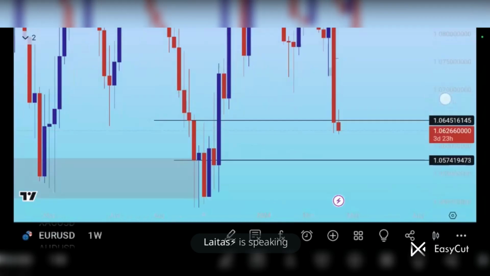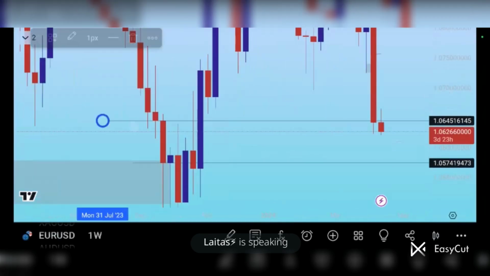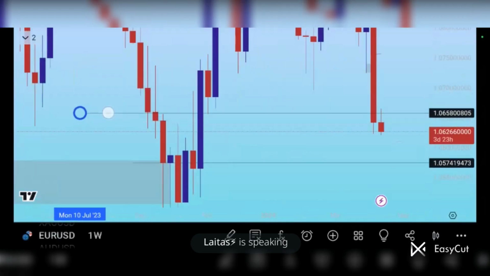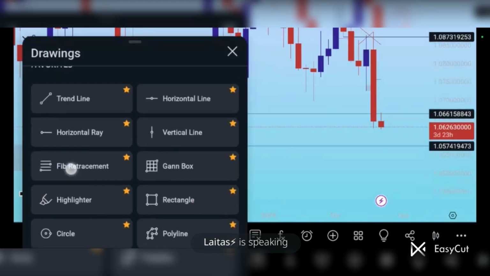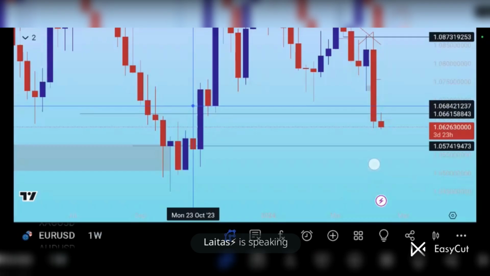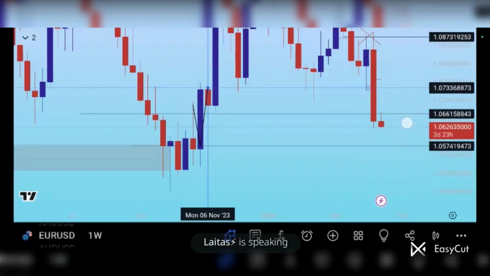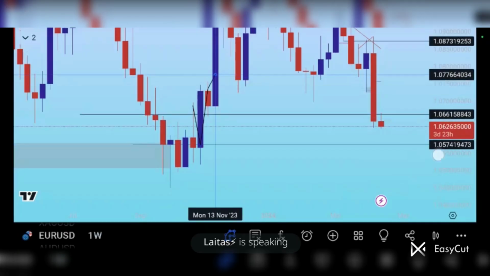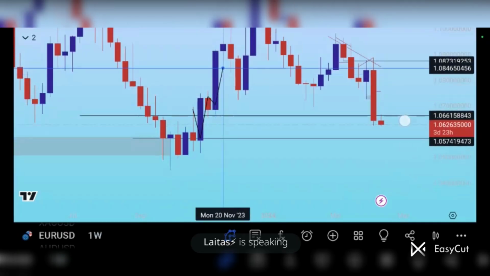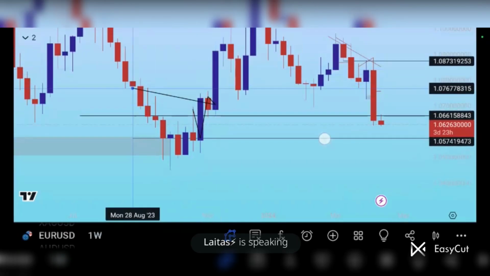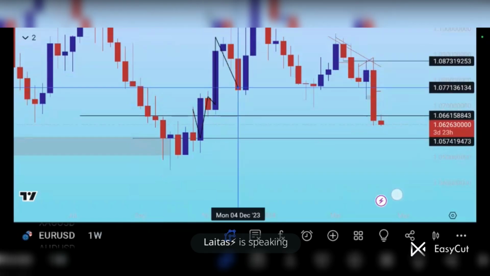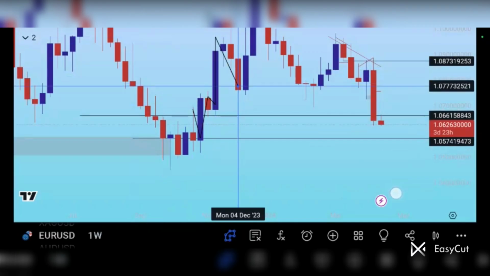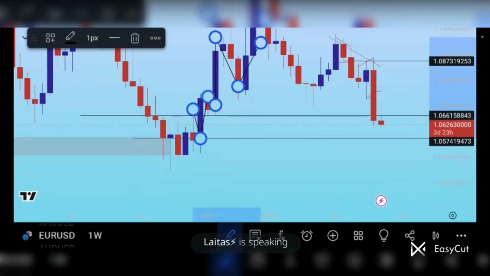What happened? It sold it down for a while. See this injection here, and then price goes up again. Then here it broke it. It broke it here. Do you see this? It broke it here. They use it as a test. This one here.